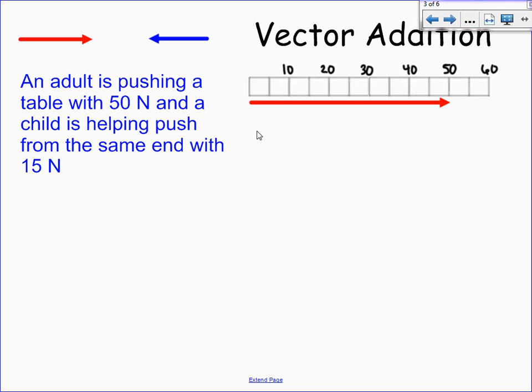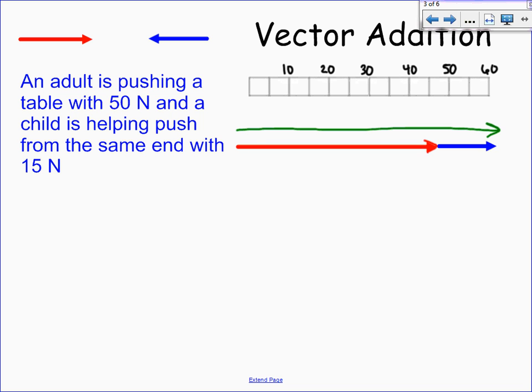Now the child is also pushing in the same direction, but pushing with 15 newtons. So notice my direction needs to face the same way, and I'm going to go ahead and make it go to 15 newtons. The final thing is I would want to do vector addition. Since they're both going in the same direction, they're going to help each other. Anytime you do vector addition, you want to do tip to tail. So what that means is I'm going to take my first vector, and the tip of it, which is right here where the arrow is going to be lined up with the tail of the other vector. So just like this. So the resultant vector then would be drawn just like this. And so the total vector for that would be 65 newtons.